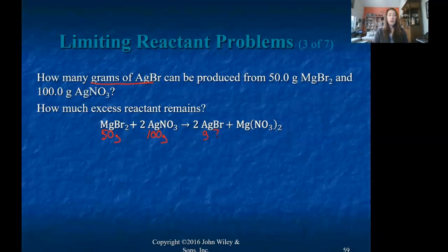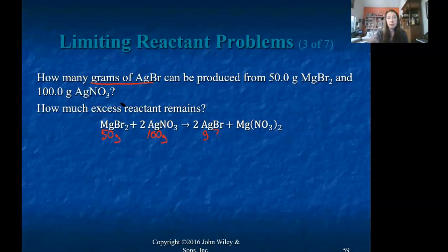Okay, so first of all, how do we know it's a limiting reactant problem? Well, they give us grams of this reactant and grams of this reactant. We have to find out which one gets used up first, right? So this must be a limiting reactant problem.